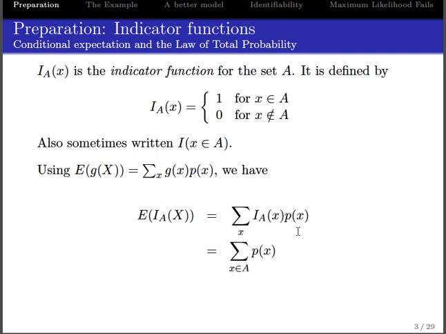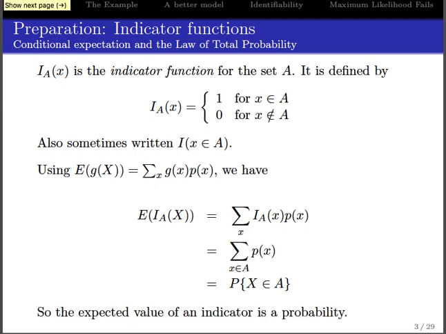But what happens is that this indicator function is 0 when x is not in A, and that 0 is multiplied by the probability, so this indicator function zeroes out all the probabilities corresponding to x values which are not in the set A. And so this expression is just a sum over all the x in the set A of the probability of x, and that's the probability that x is in A. So the expected value of an indicator is a probability.